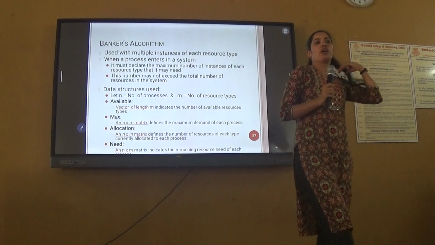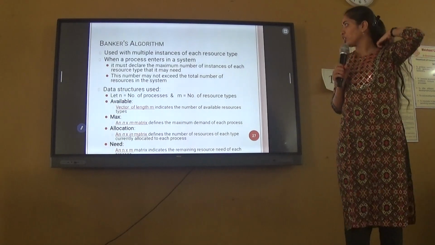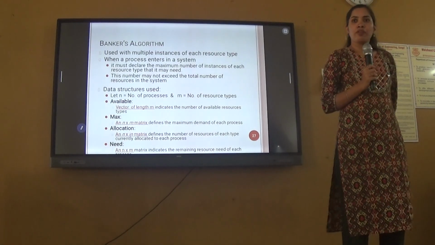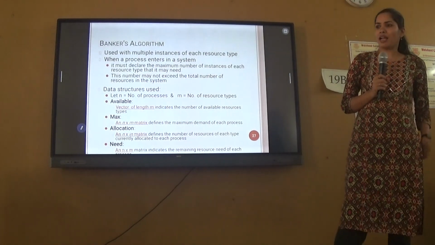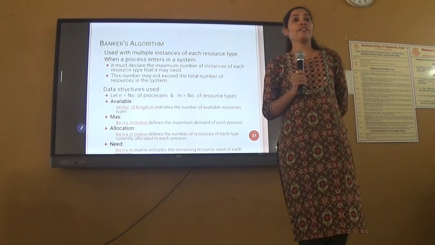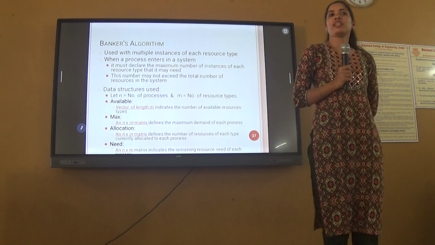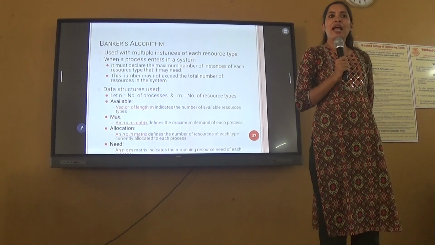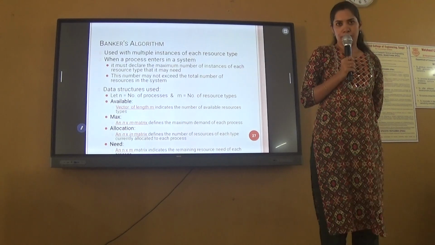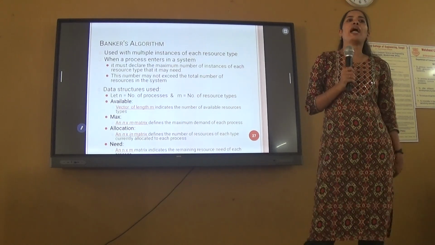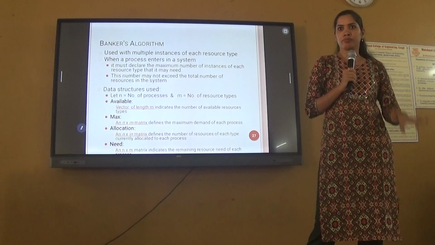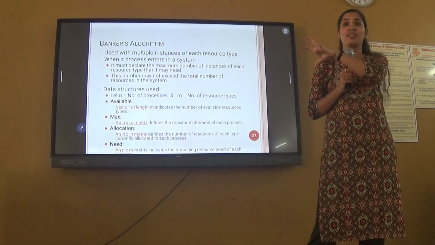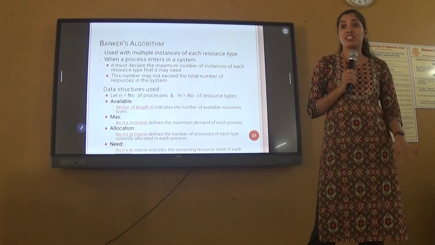Now next one, deadlock avoidance in resource allocation. We have the banker's algorithm. How many of you go to the bank? Ever visited the bank? Yes. In a bank we have a facility to take out a loan. Let's say the bank has 10 customers as of now, and has 1 crore in balance as an asset.